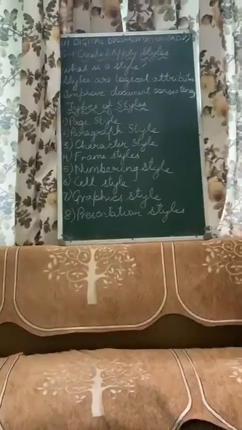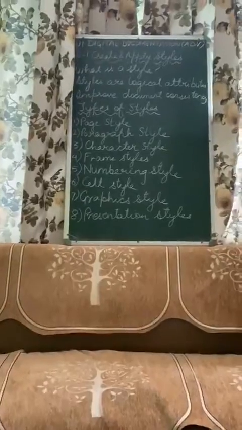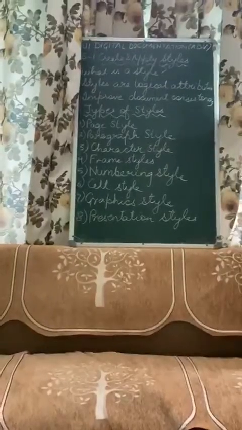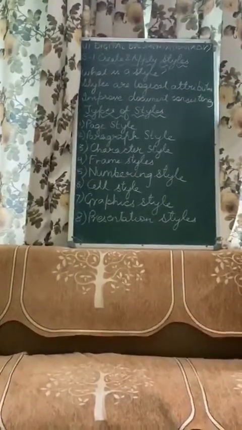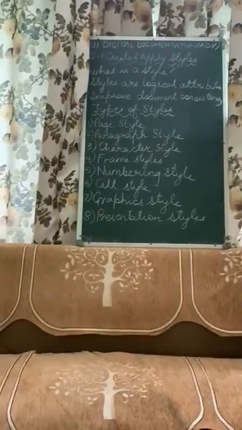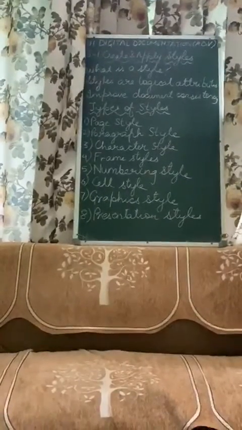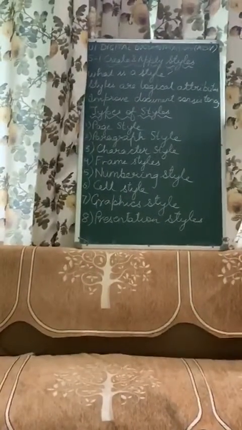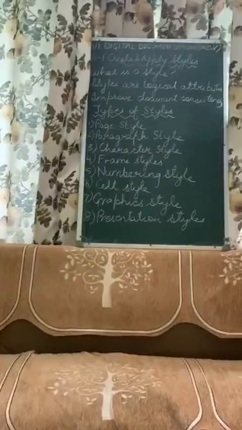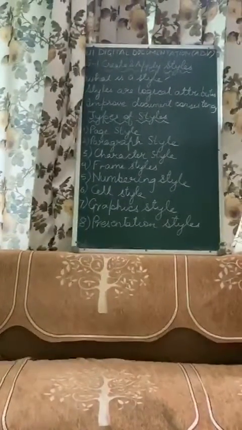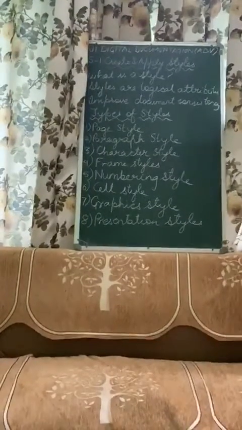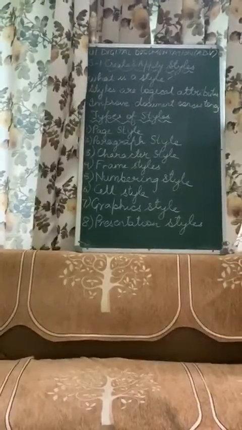Now first of all, what do you mean by a style? A style is a set of formats that you can apply to selected pages or selected text or any other elements of a document to change their appearance. That means a style is a standard, or you can say a collection of various formats which can be applied to selected pages or elements or text. And why are we making changes? So that the document should look professional and it changes the appearance of the document.